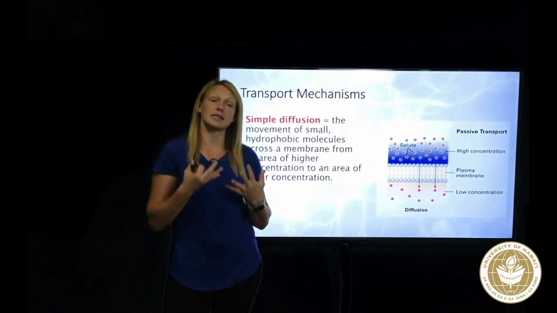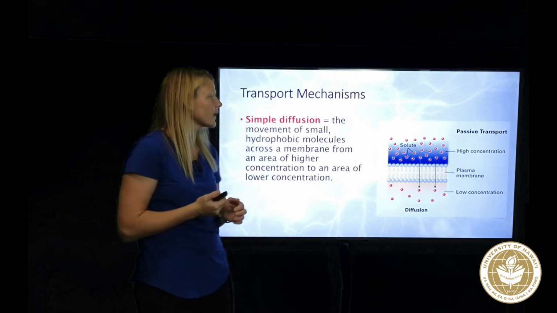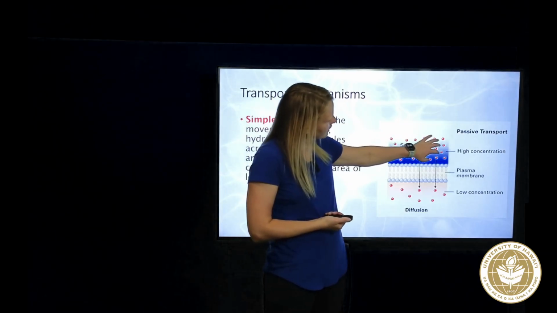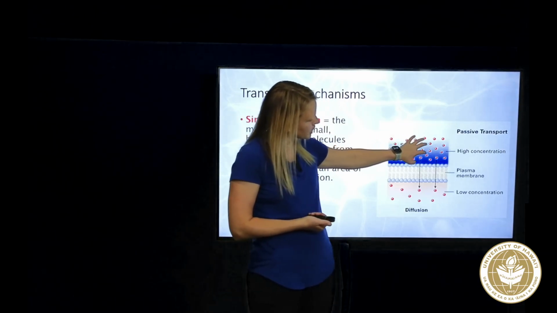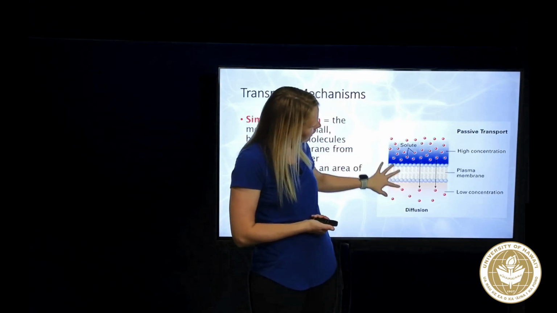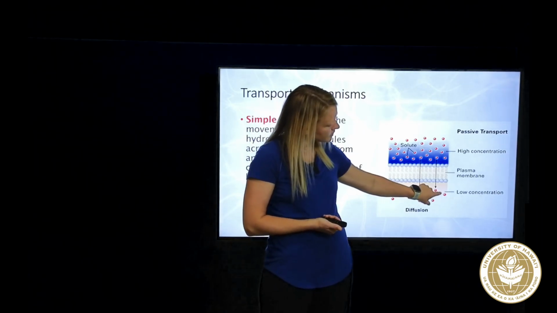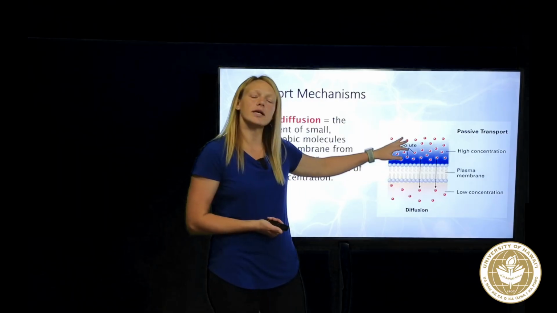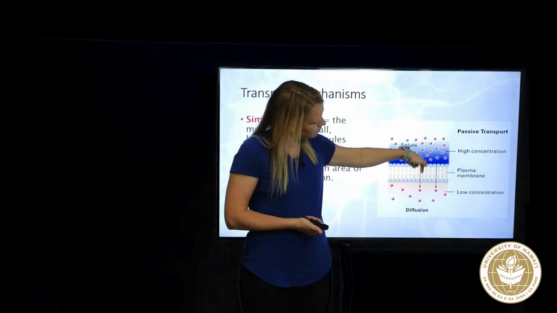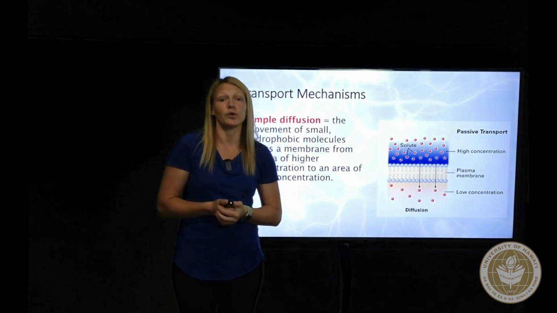So again, this is simple diffusion. We're always going from high to low concentration. And that's illustrated over here. So you have your solutes in red, and you have a high concentration of that here outside of the cell. Then you have your plasma membrane, and you have a much lower concentration of those solutes inside the cell. So it's going to naturally have this flow from high to low concentration through that cell membrane, and that is simple diffusion.